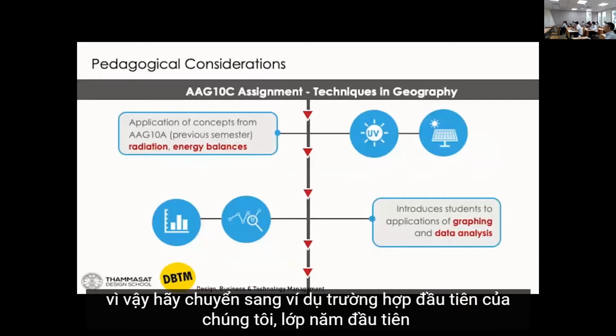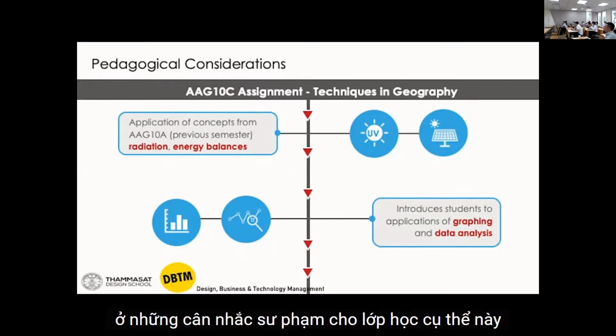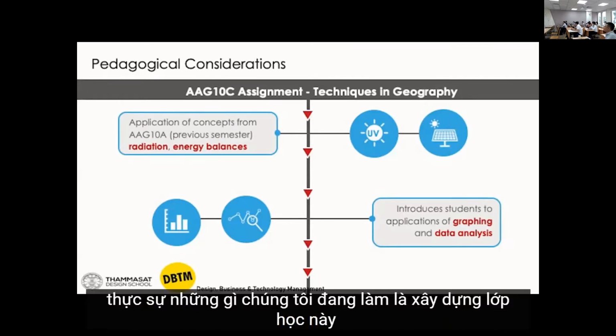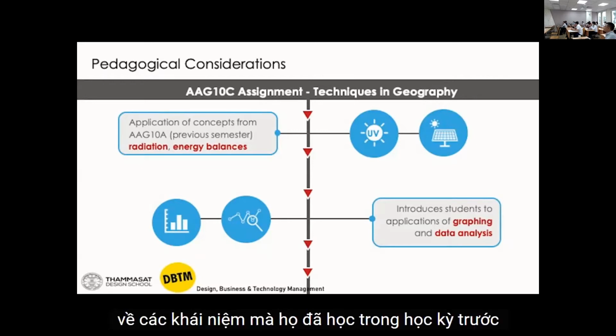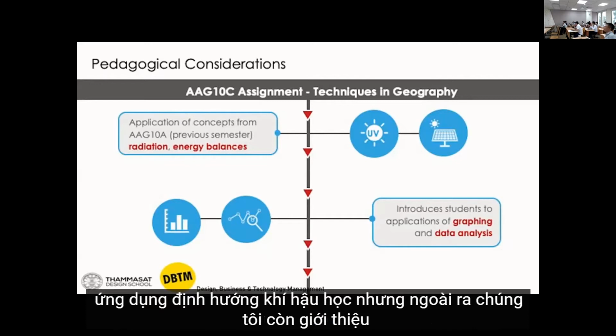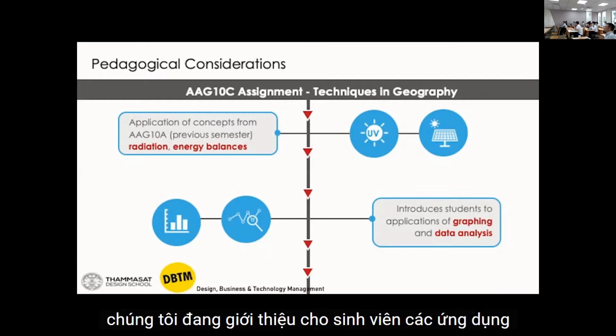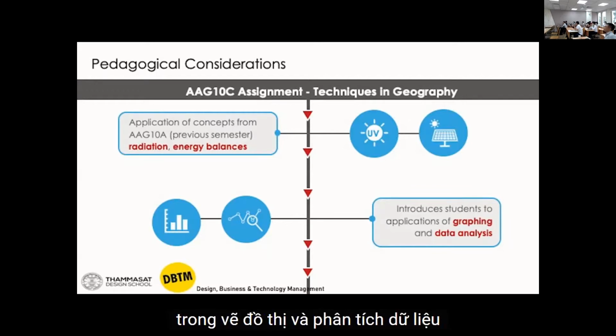So turning to our first case example, the first year class, which was the AAG 10C assignment in techniques in geography. Looking at the pedagogical considerations for this class, we had the students build on concepts they had learned in the previous semester with respect to radiation and energy balances. This is a climatology-oriented application. In addition, because this is a techniques in geography class, we were introducing the students to applications in graphing and data analysis as well.